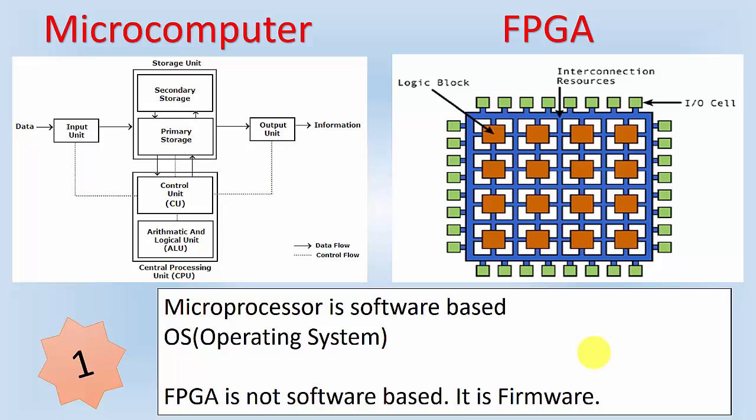Let us discuss the first difference between microprocessor and FPGA. Microprocessor is a software based one, whereas the FPGA is not software based, it is firmware. What is meant by software and what is meant by firmware? In the next slide we will discuss.